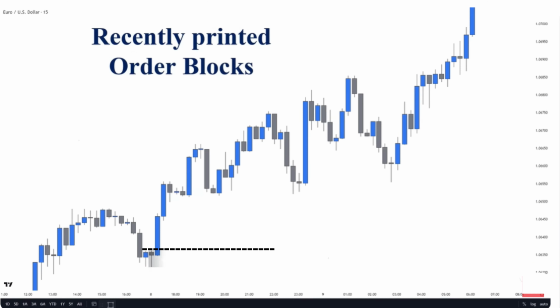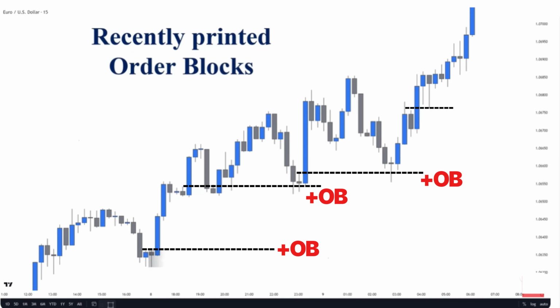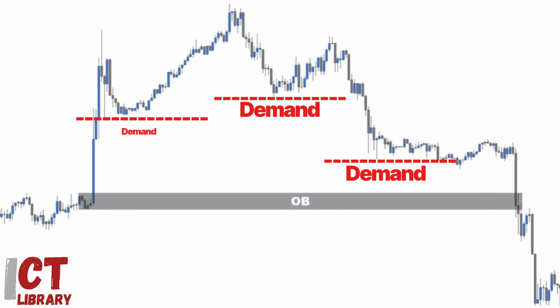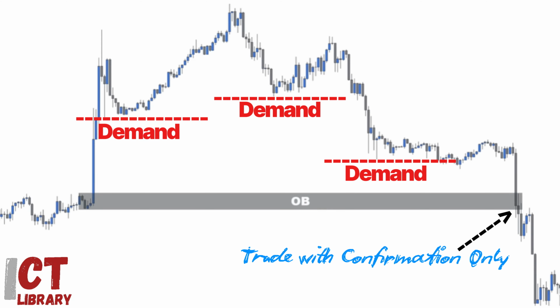Here on the euro-dollar, during a strong trend, notice how frequently price creates fresh order blocks, reacts to them, and continues moving upward. On the other hand, consider this example. We have a valid order block zone, but before price reaches it, the market forms multiple demand zones and breaks them to the downside. Some traders may interpret these breaks as liquidity grabs and place buy positions on the order block. However, the key point is that sellers have taken control, and trading this order block without confirmation becomes ineffective.